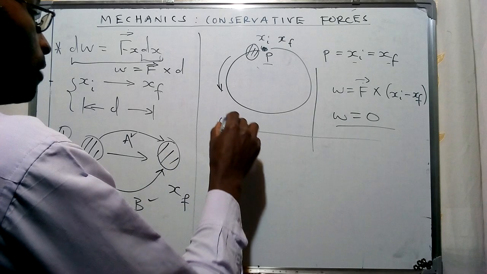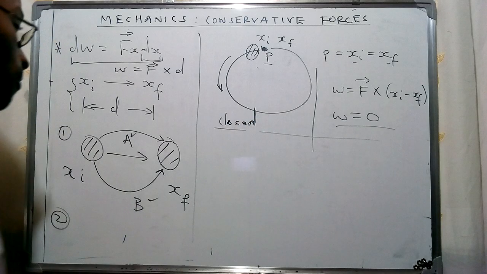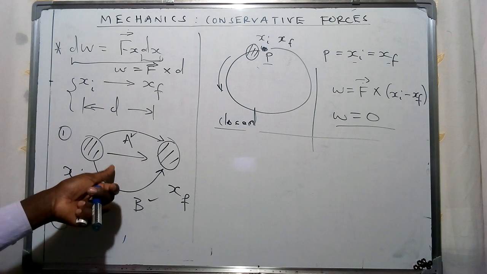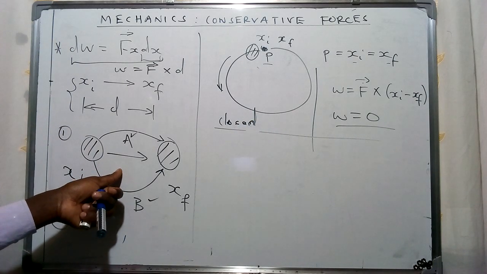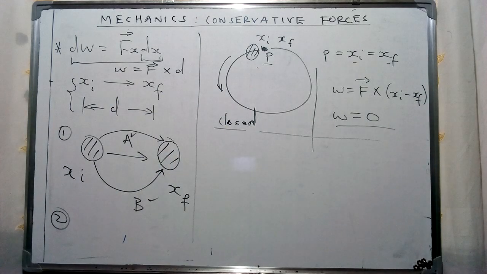Now, in this specific case, those are the special properties of this specific conservative force. The first one is that the work done is independent of the path taken by this specific particle. And for the second case, we're going to see that for a closed path, the total work realized is going to be equivalent to 0.